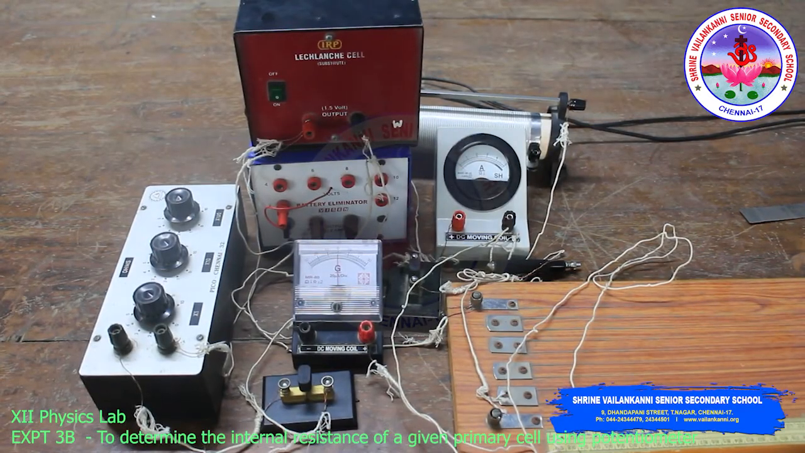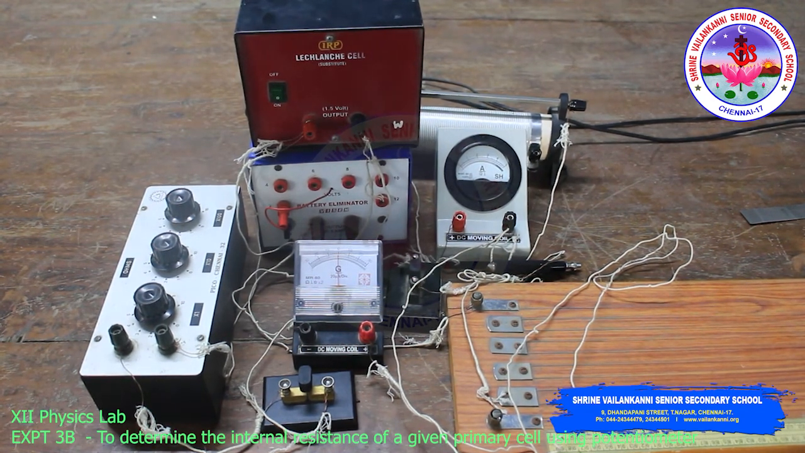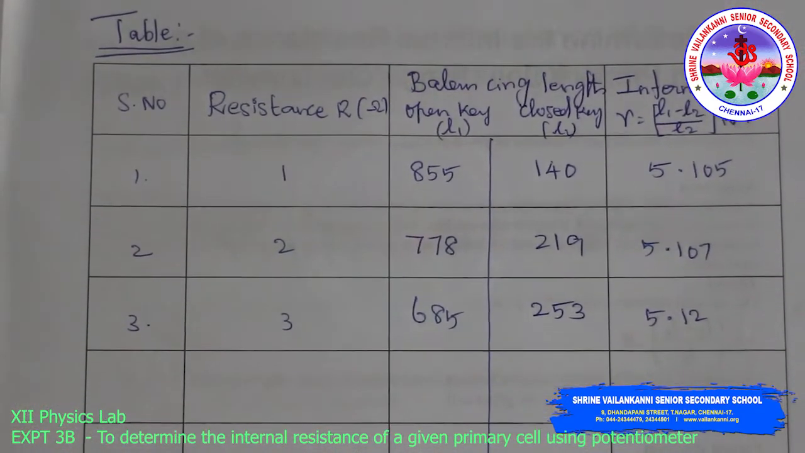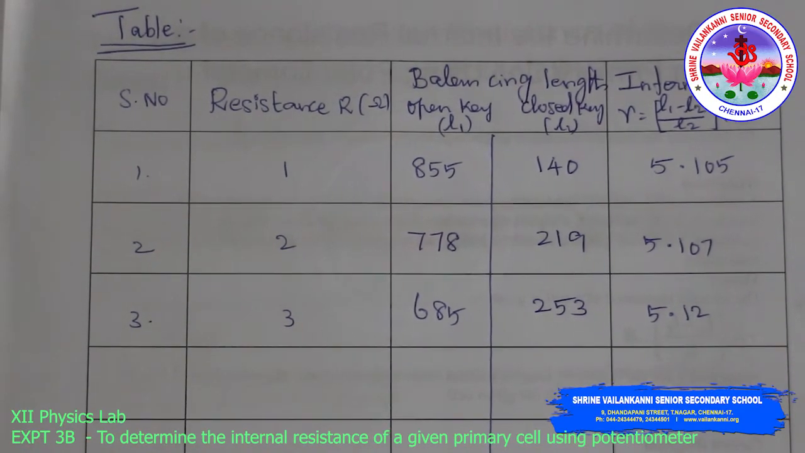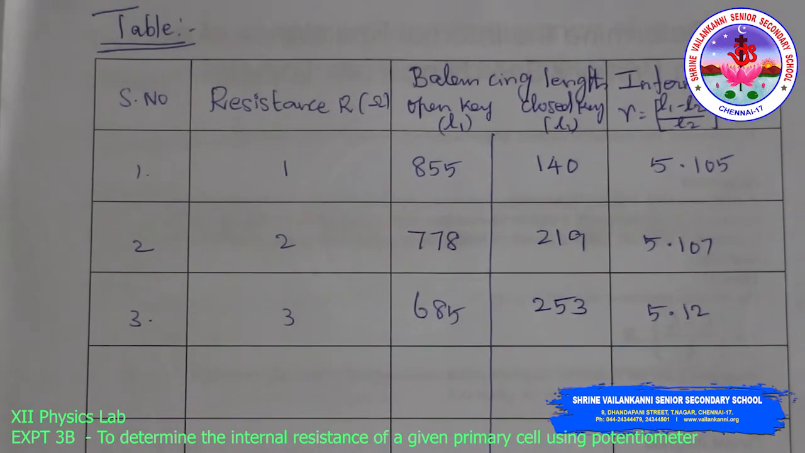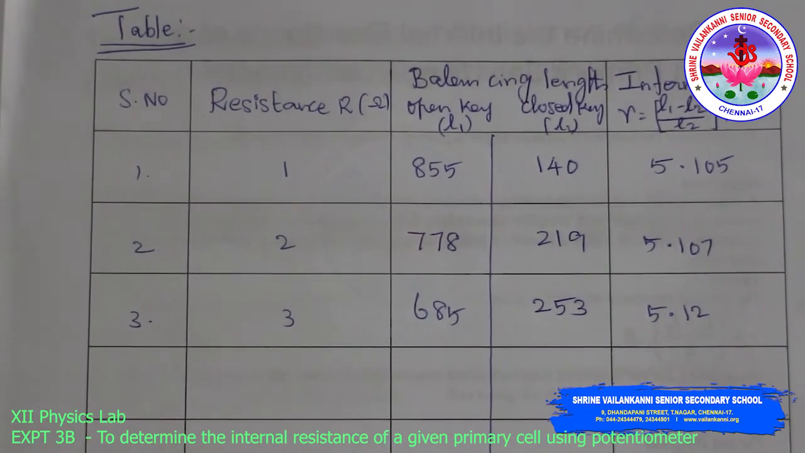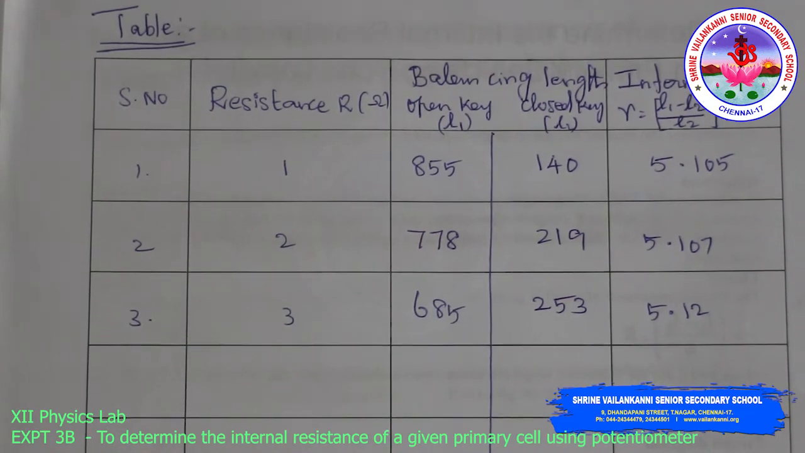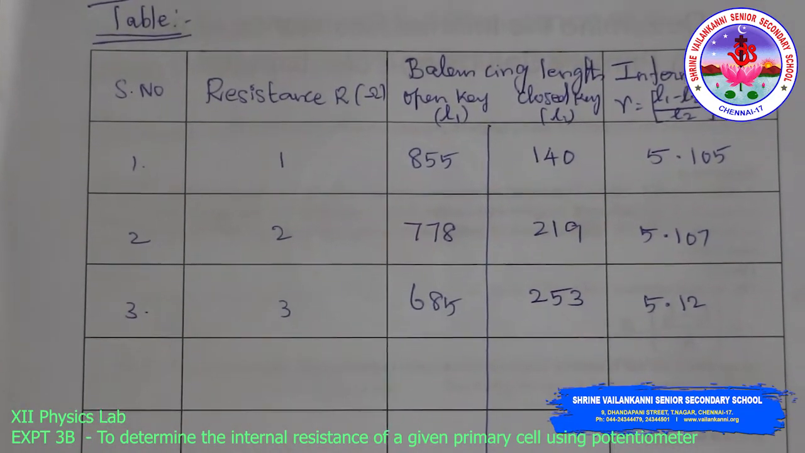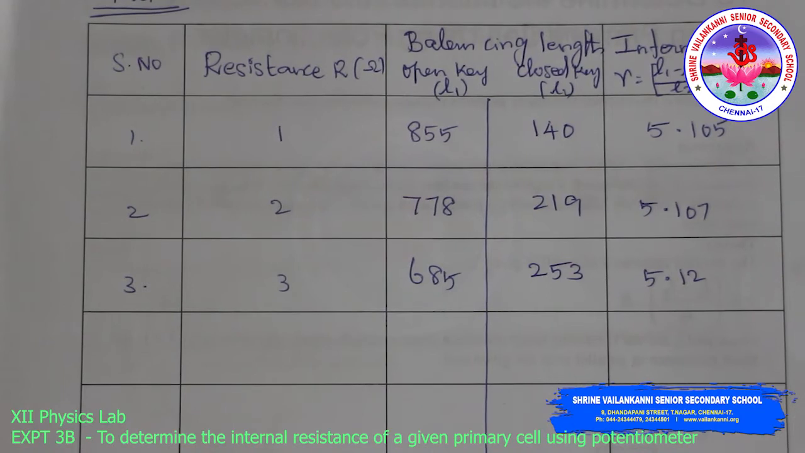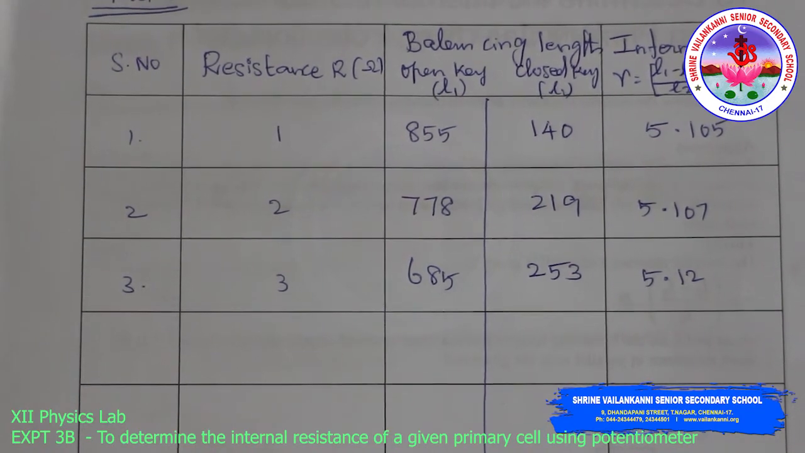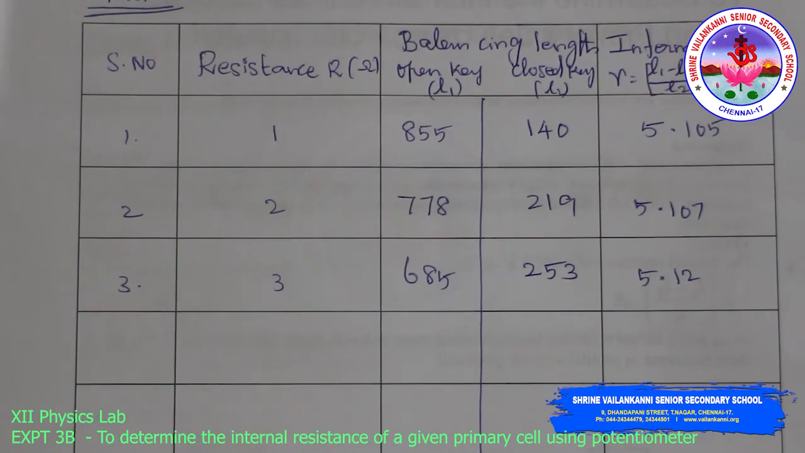Repeat the observations for different values of R, repeating each observation twice, and record the observations in a tabular column: resistance R in ohms, balancing length open key L1, closed key L2, and internal resistance r, which is equal to (L1 − L2) / L2 × R. See the values in the tabular column. For example, for open key L1 the balancing length is 685, and for the same resistance of 3 ohm, the balancing length with closed key L2 is 253.